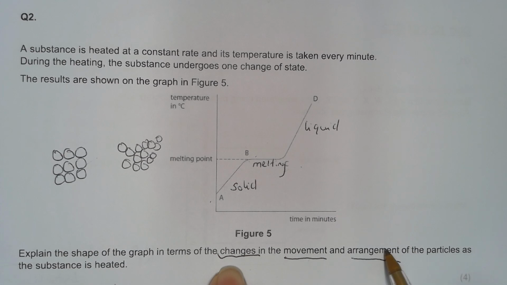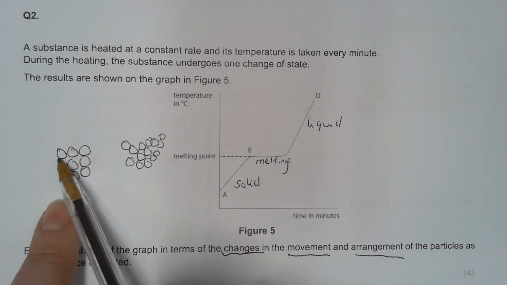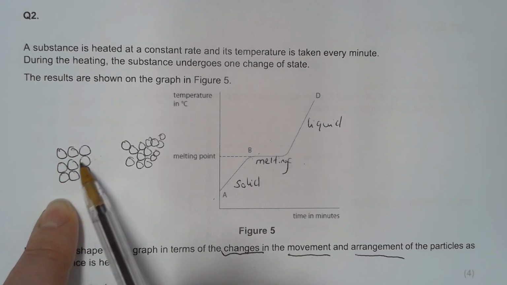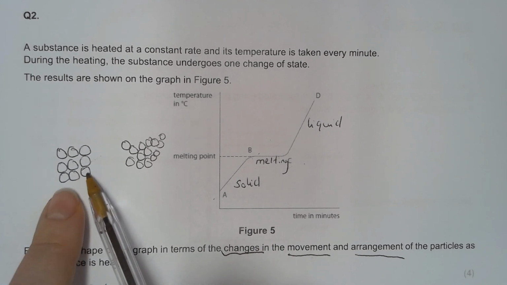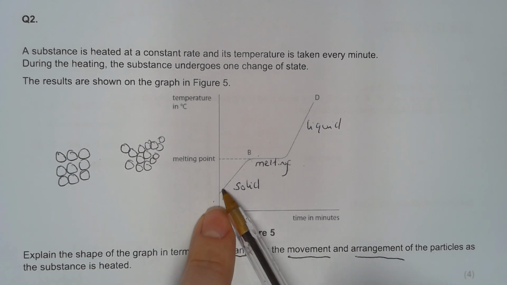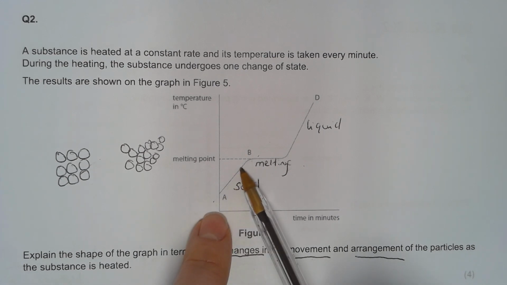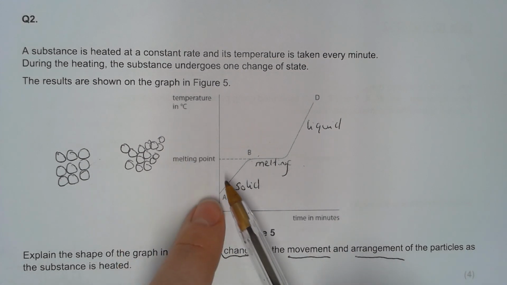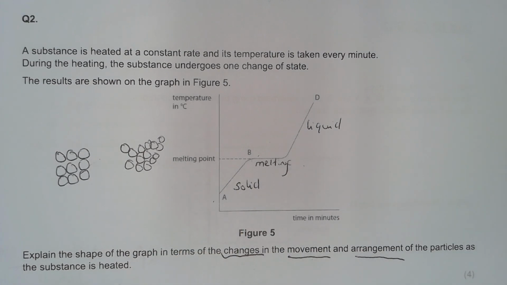arrangements of the particles. So I started off by talking about between A and B, that it's a solid, and I'm talking about the movement and arrangement of the particles when it's in solid form. I've drawn a solid here. We can see that the particles are in nice, neat layers, regularly arranged. In terms of movement, they can only vibrate, but as you are heating this solid, what changes are happening? Well, yes, they can only vibrate as a solid, but the more you heat it, and the more energy the particles have, the more they will vibrate. So they will start to vibrate more.